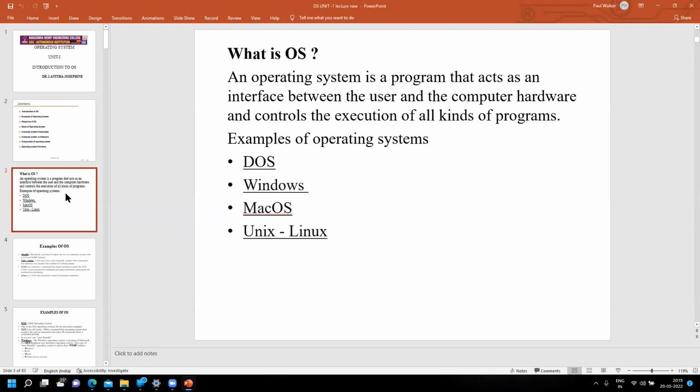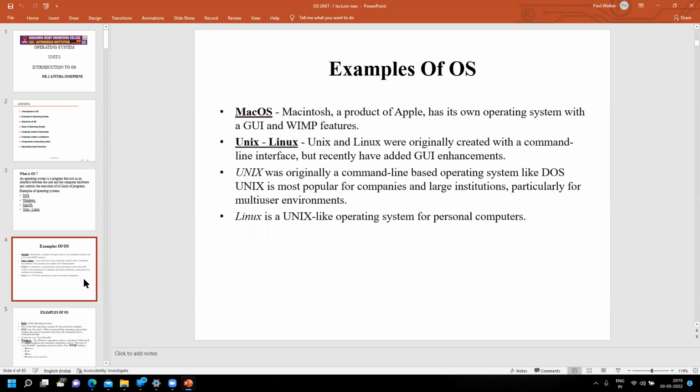An operating system is a program that acts as an interface between a computer user and computer hardware. It is capable of controlling the execution of programs. These are some of the popular examples of operating systems: DOS, Windows OS, Mac OS, Unix and Linux. Mac OS, Macintosh, is a product of Apple. It has its own operating system with a GUI and WIMP features. Unix and Linux are usually command line interfaces that do not have much GUI features. Unix and Linux both were command line prompt experiments, and they have a limited environment too.